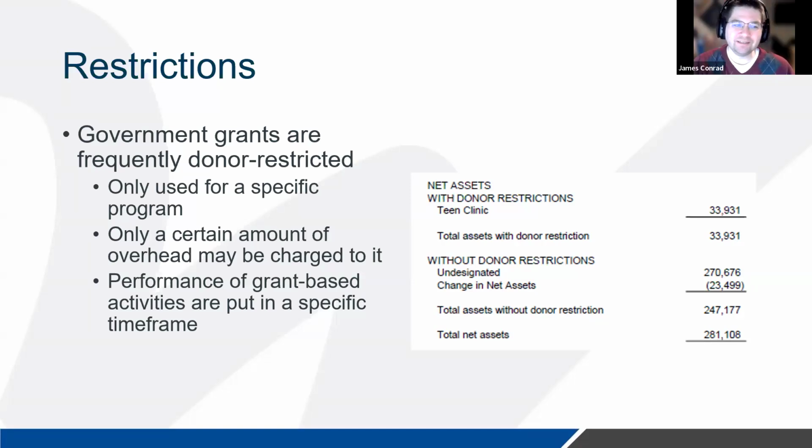What's also key here is that you'll often have only a certain amount of overhead to be able to be charged to it. For some organizations, that's as low as 15% for federal, 15% of program spending for federal dollars. You could have rates that are higher, depends on the organization. And often you'll have it with specific timeframes. Grant agreements, especially with the government, have a specific window that you need to operate within.